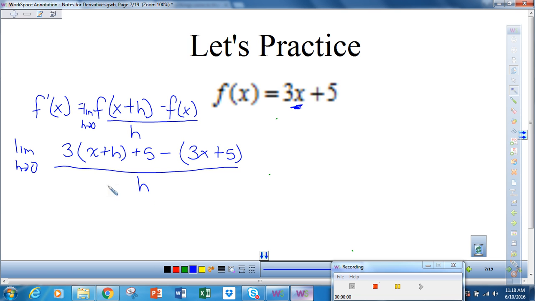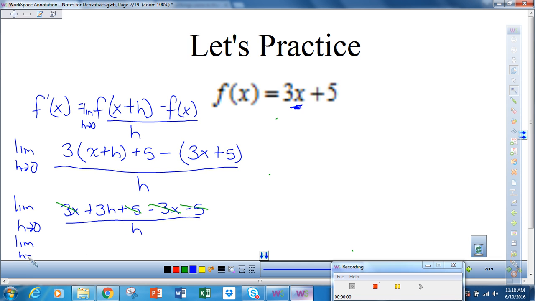So if I were to do a direct substitution, I get 0 over 0. So I have to use some algebra to simplify it. So this gives me the limit as h approaches 0 of 3x plus 3h plus 5 minus 3x minus 5, all over h. Now, I can simplify this. I notice that the 3x is 0 out, the 5 and the negative 5 0 out. So I am left with the limit as h approaches 0 of 3h over h.